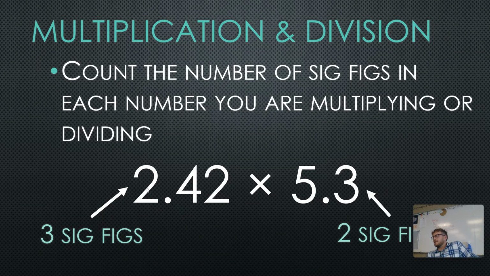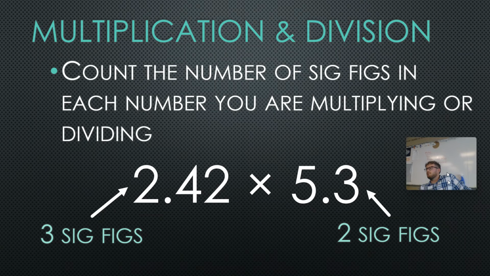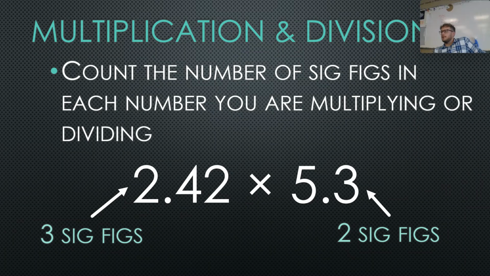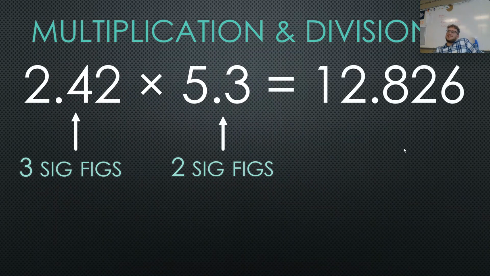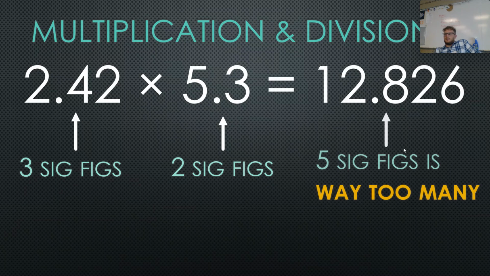Well, where do we want to put that? Right up there. Okay, so now what I'm going to do is calculate it like normal. Put it in my calculator. And what I'm going to notice is that my answer is 12.826. How many sig figs are in my answer? 5. That's way too many. How did I get 5 sig figs? How did I get a 5 sig fig answer?